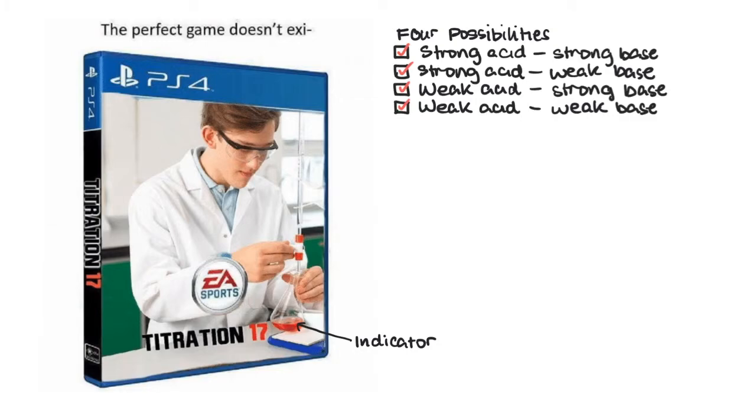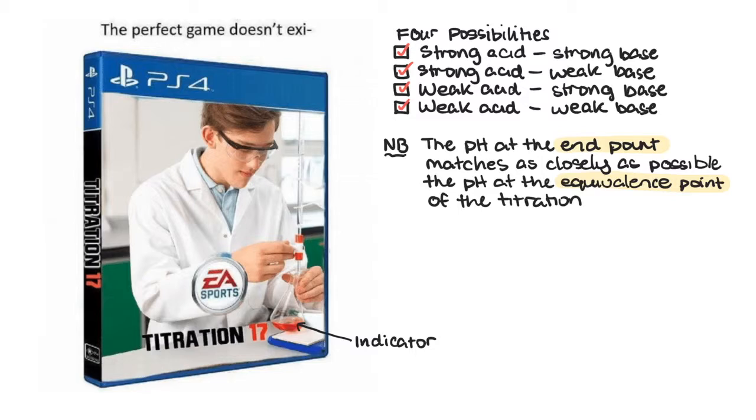When performing acid-base titrations, it's important to use the correct indicator depending on what you're working with. These are the 4 possibilities. The indicator is chosen such that the pH at the endpoint, that is the point in the titration when the indicator just changes color, matches as closely as possible to the pH at the equivalence point of the titration, that is the point where the acid has stoichiometrically reacted with the base.